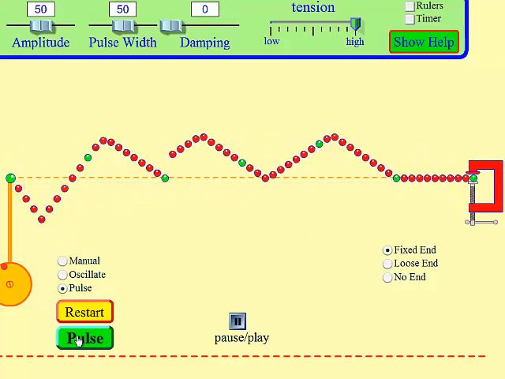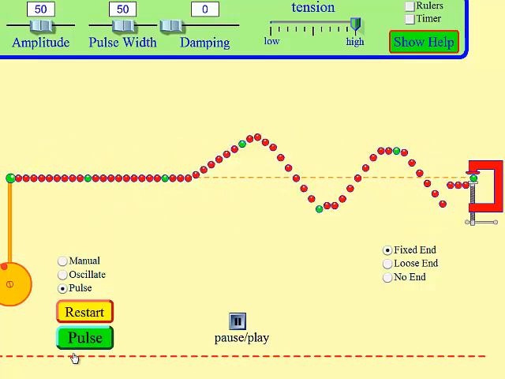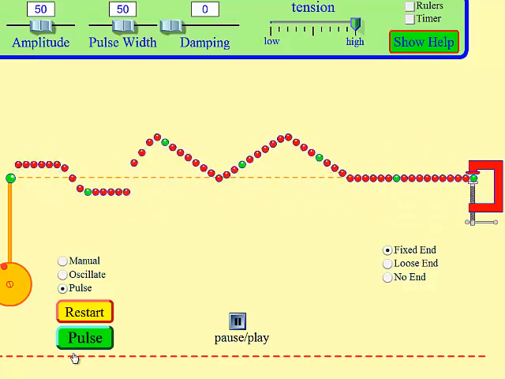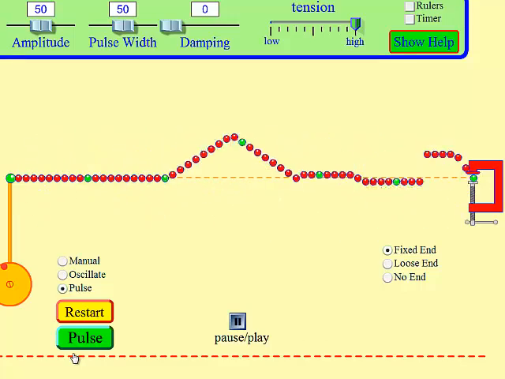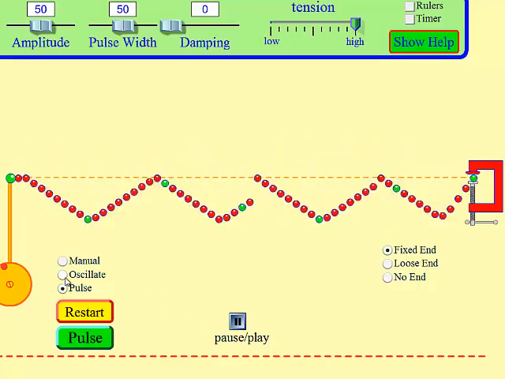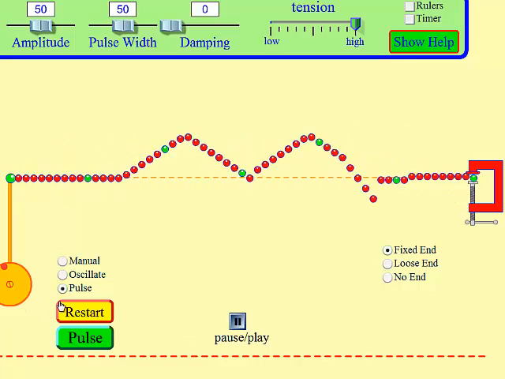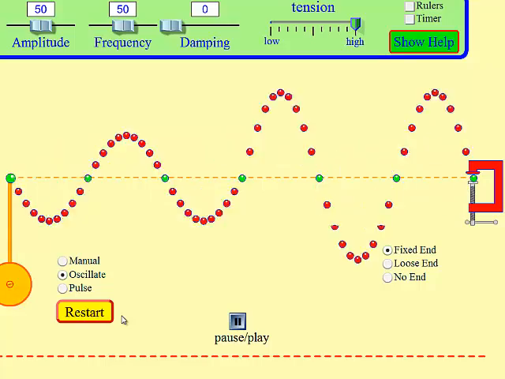Okay, now this doesn't look like much because it's not a continuous wave. I'm sending individual pulses, and so you get some weird interference patterns going on, but you don't see a whole lot. What I'm interested in is a continuous wave, and for a continuous wave I need a vibrating source. I need this to oscillate. So if I restart this and set it to oscillate, now we're going to see some interesting stuff.